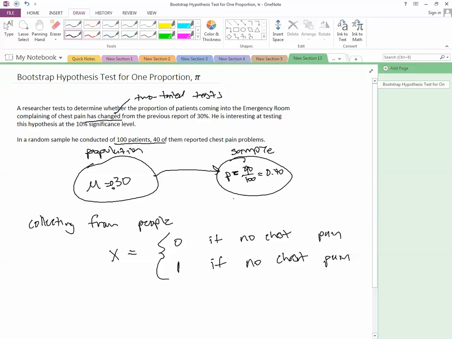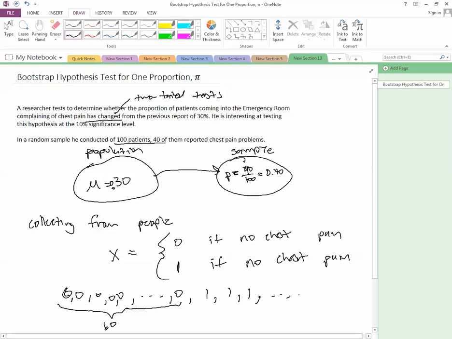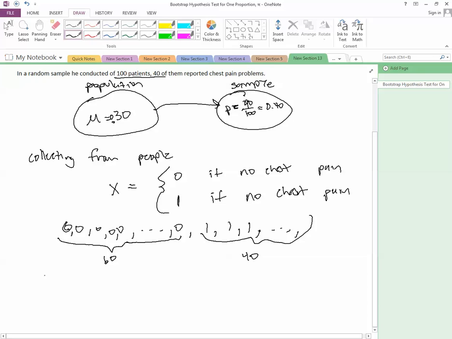So really what this is, is that I have 60 zeros, so 0, 0, 0, 0, etc., and I'm going to have a total of 60 of those in my sample. And then I'm going to have 1, 1, 1, dot, dot, dot, 1, and I'm going to have 40 of those 1s. So in a way, it's much the same as dealing with data, except my data here are 1s and 0s instead of actual numerical values on a continuous scale. So here's our motivation for how we test to see if this has significantly changed.